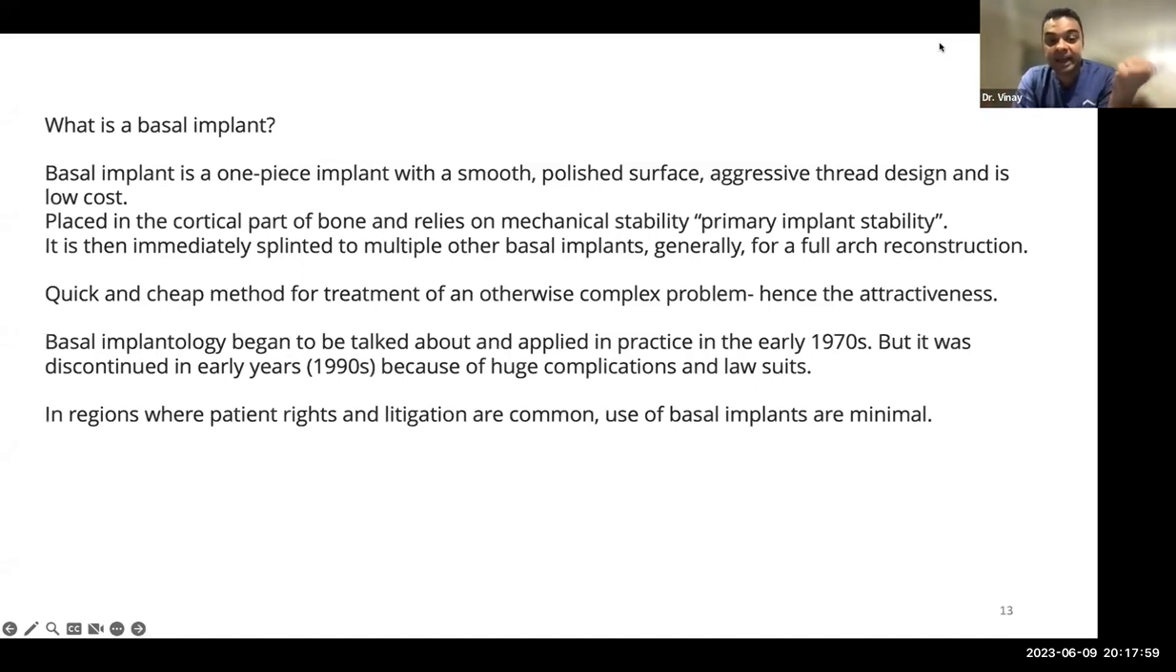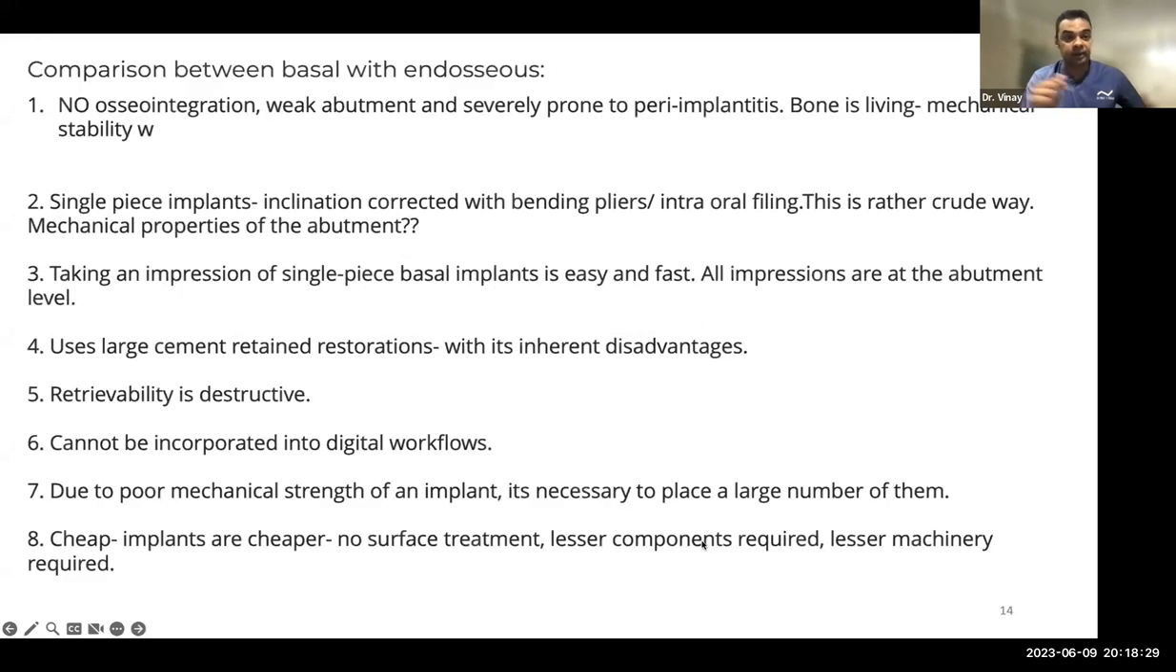Basal implantology began to be talked about and applied in practice in the early 1970s, but it was discontinued in the early years. In the 1990s, for sure, there were many litigations because of huge complications and lawsuits. So in regions where patient rights and litigations are common, there are practitioners who will not dare to use this and end up with a failure, say 5 or 8 years later, because the cost of failure is tremendous. And that's my take on it, and that's what I know so far.